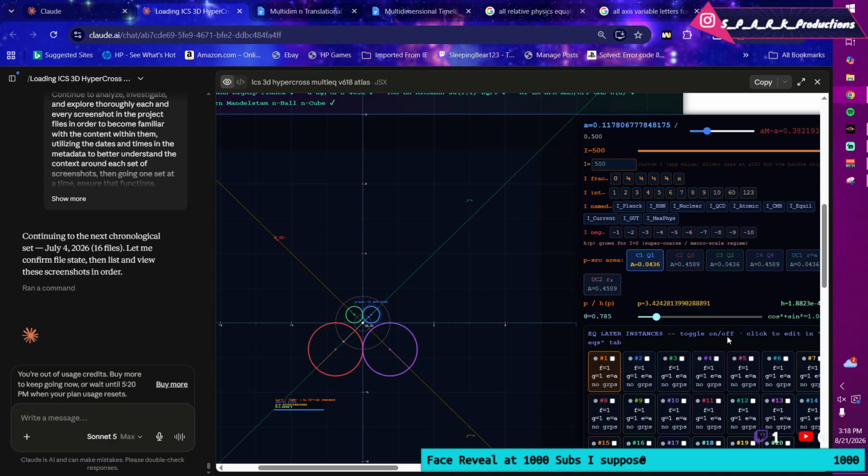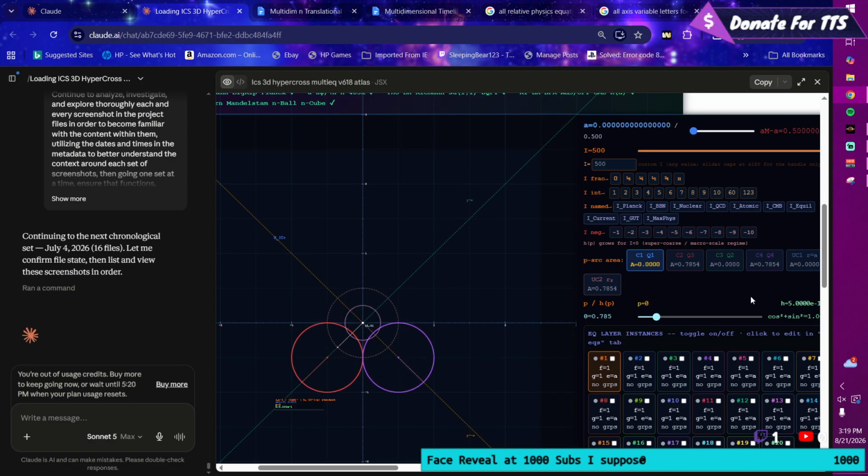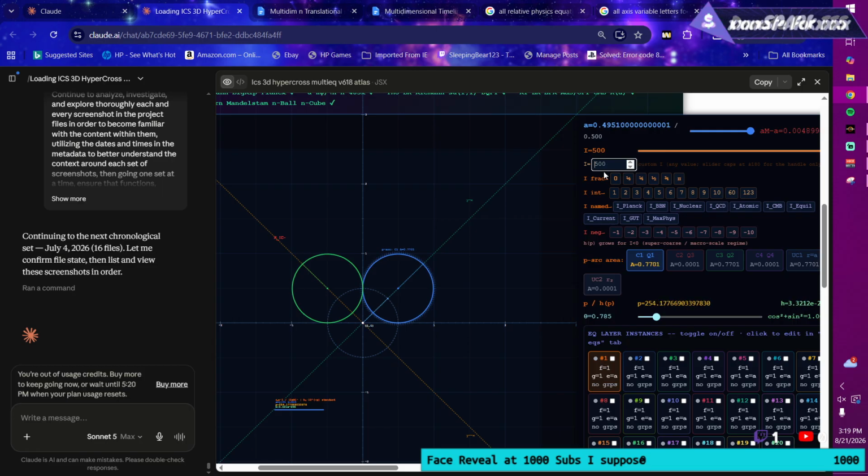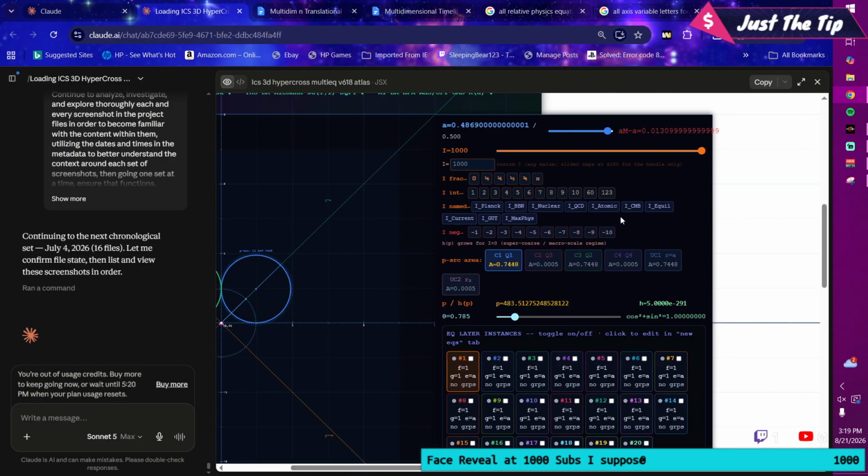Definitely not an accurate representation, but that's interesting. I don't know how high I can go. 1,000? I think I uncapped it. The cap might be 3 something.